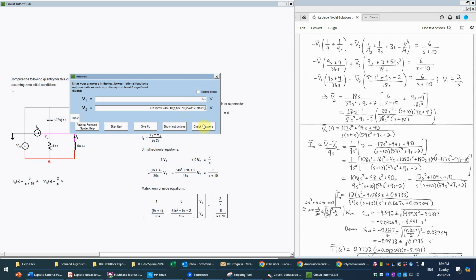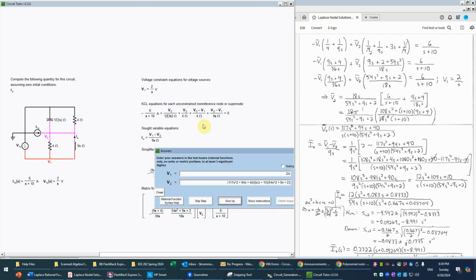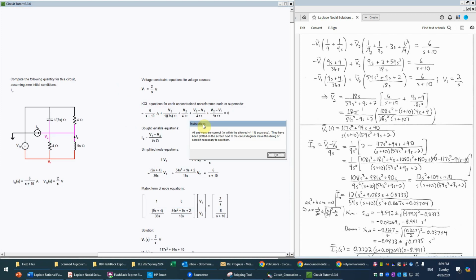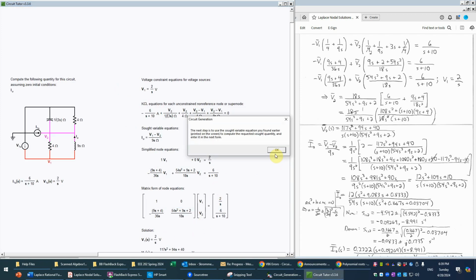So now we'll check these answers. Okay, so that is correct. It's been printed on the screen. And now it tells us that the next step is to use the SOT variable equation to calculate our SOT variable, which is I0.